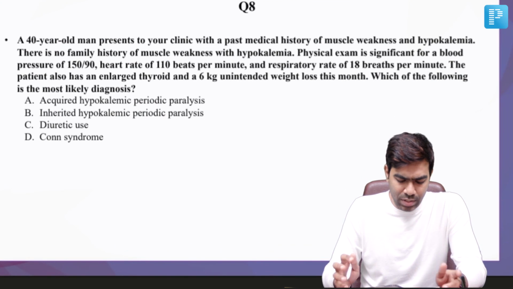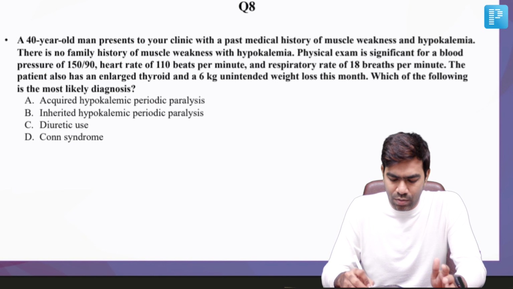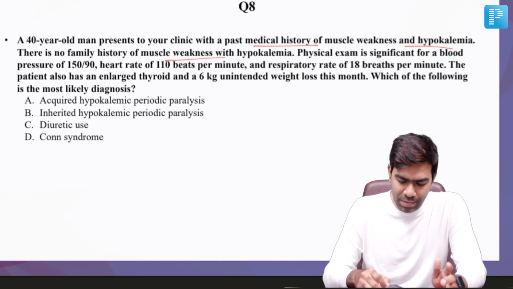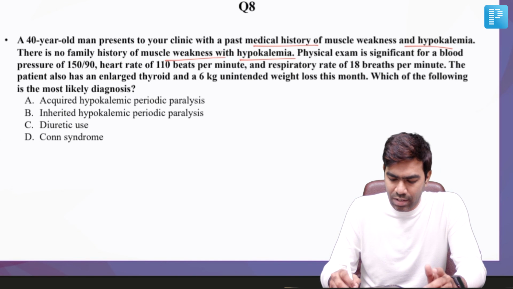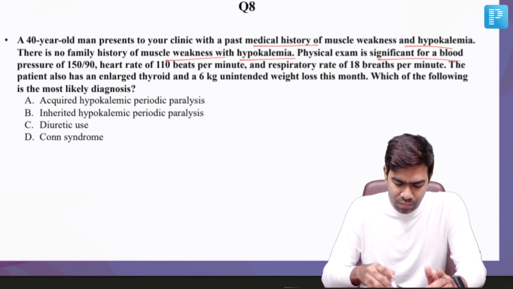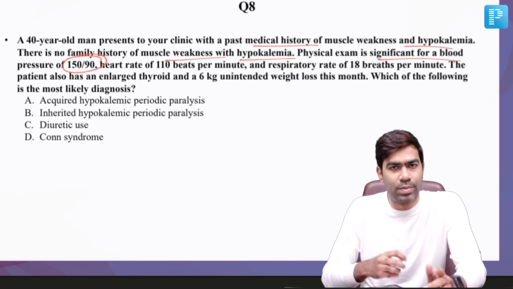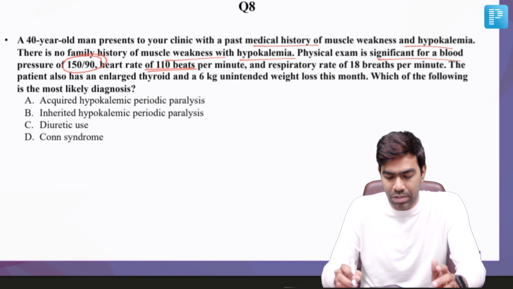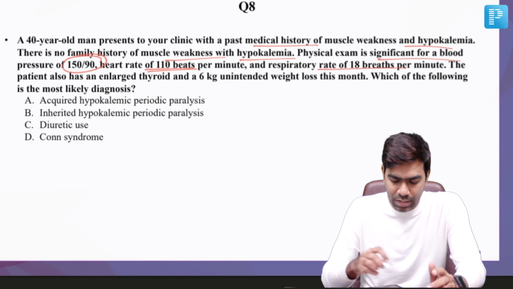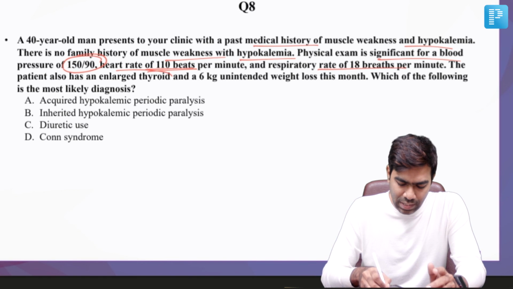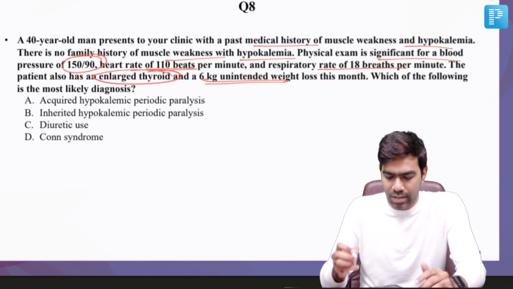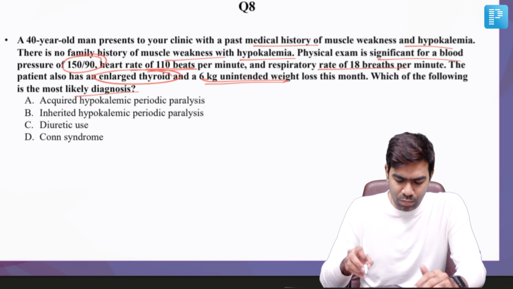And question number 8, a 40-year-old man presents to your clinic with a past medical history of muscle weakness and hypokalemia. There is no family history of muscle weakness with hypokalemia. Physical examination is significant for blood pressure of 150/90. So the patient is hypertensive and tachycardic with a heart rate of approximately 110 beats per minute and a respiratory rate of 18, which is normal. The patient also has an enlarged thyroid and 6 kg of unintended weight loss in the previous month. Which of the following is the most likely diagnosis?